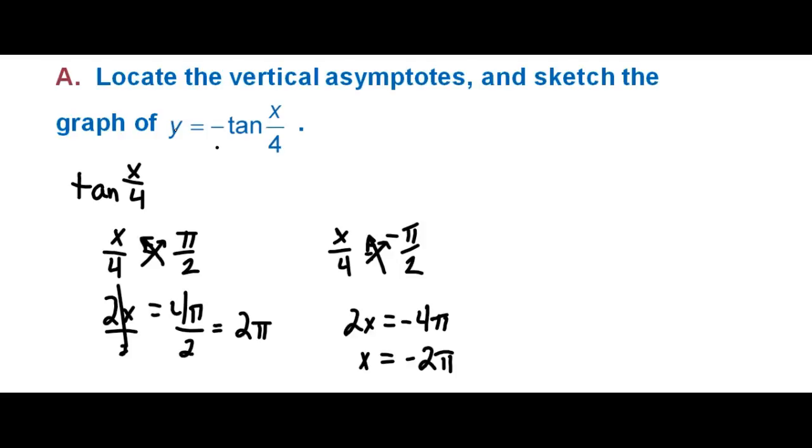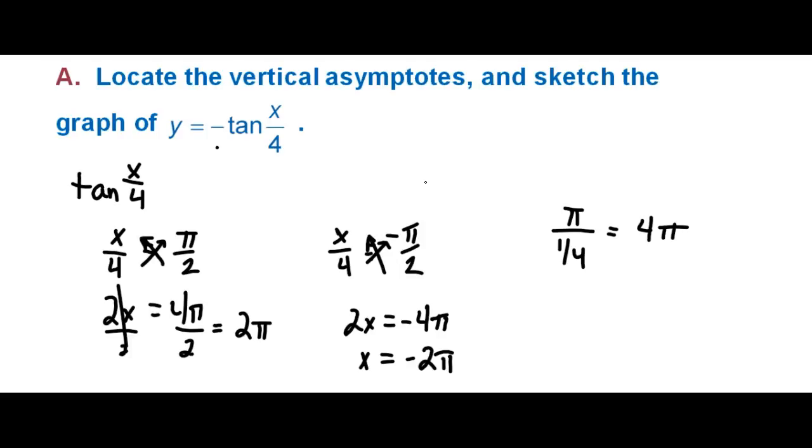The trick to finding the period of this graph is to check what x is being multiplied by. In this case, it's 1/4. So we're going to take pi divided by 1/4, which tells us our period is 4 pi, which is kind of what we predicted because 2 pi and negative 2 pi are 4 pi units apart. So that's how we find the asymptotes.